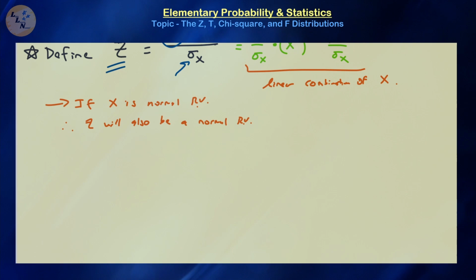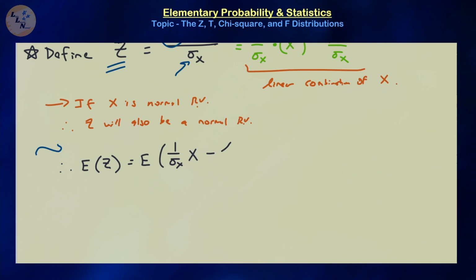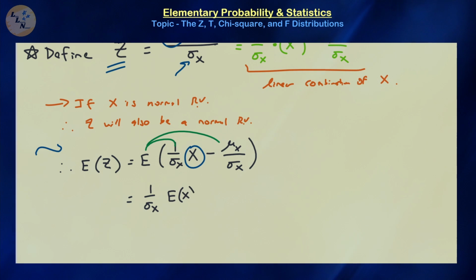So let's see if we can find a formula for the mean and the variance of this random variable z, okay? So what is the expected value of z? Because that's another way of saying the mean of z. So that's going to be equal to the expected value of 1 divided by sigma x times x minus mu x all over sigma x. So keep in mind x is just a variable and we can distribute expected values over this expression. So we're just going to be left with 1 over sigma x times the expected value of x minus the expected value of a constant, which is just that constant, and that's the expression we have.